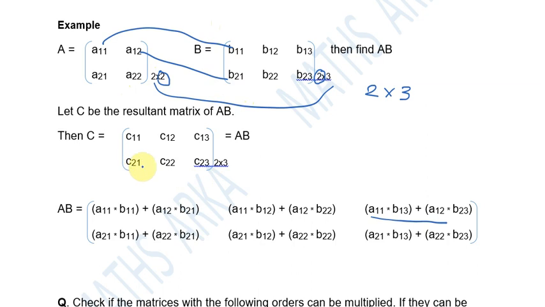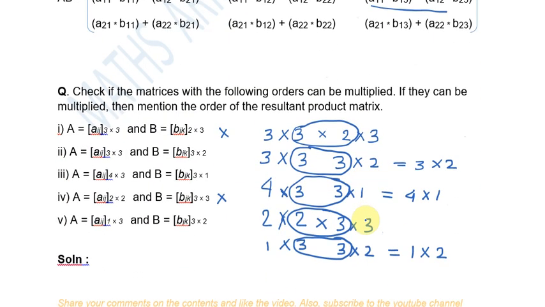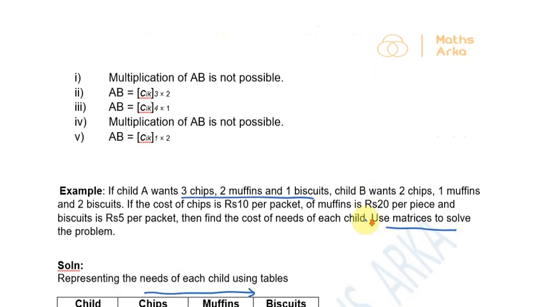Let's take one more example, C23. That means the second row of the first matrix multiplied with the third column of the second matrix, and we get the product A21 into B13 plus A22 into B23. So hopefully it should have been synced in your mind by now. It is not very difficult, but you need to focus a bit. Then we did some exercises to understand it better.